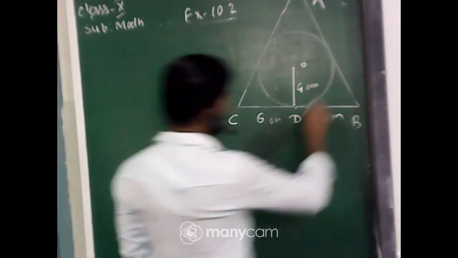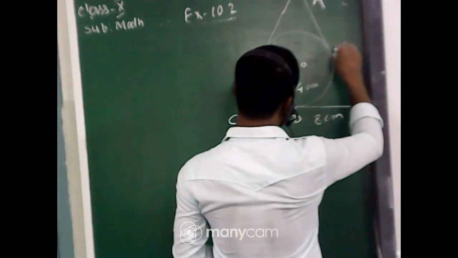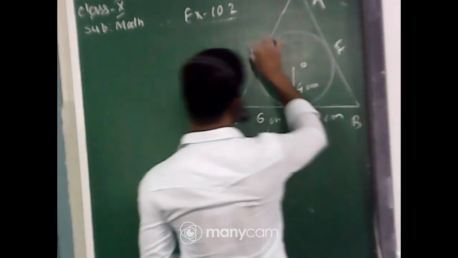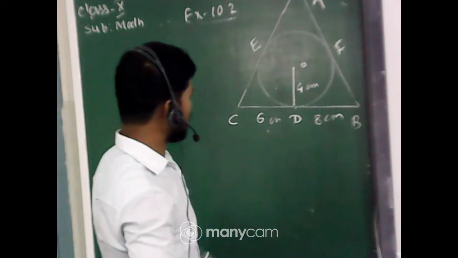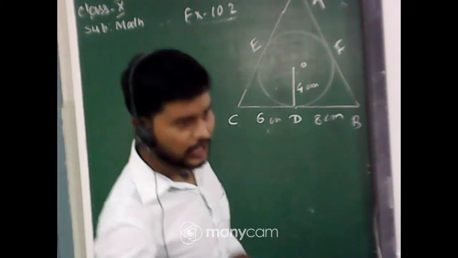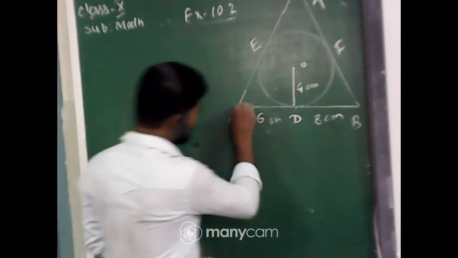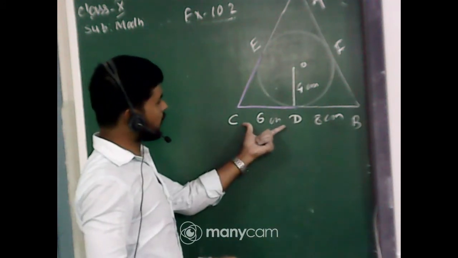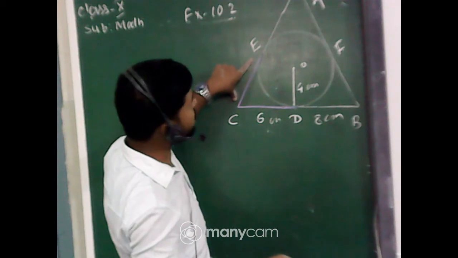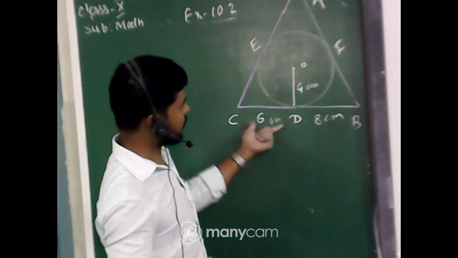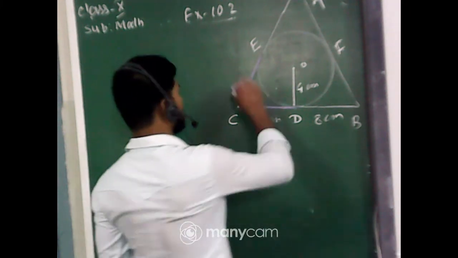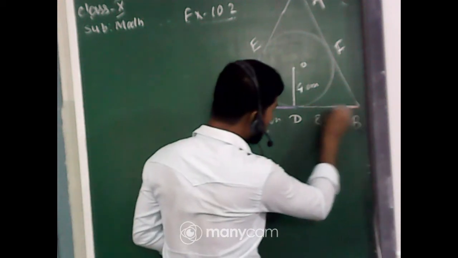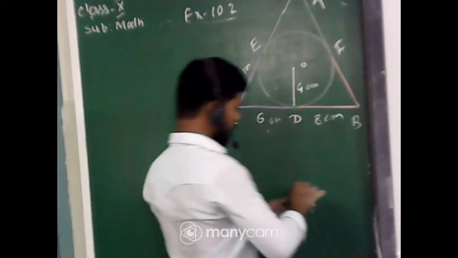First, let the circle touch the other sides of the triangle at the points E and F. This point is F and this point is E. Now, we know a theorem that if we draw two tangents from a point outside the circle, the lengths of the tangents will be equal. So as CD equal to 6 centimeter, what will be the length of CE? Exactly. That length will also be 6 centimeter. And as BD equal to 8 centimeter, the length of BF will also be 8 centimeter.